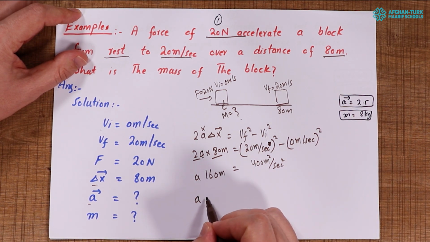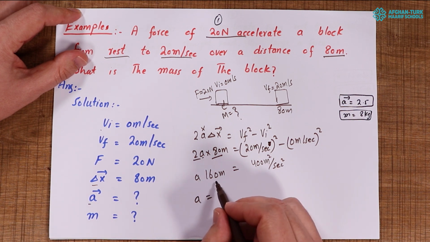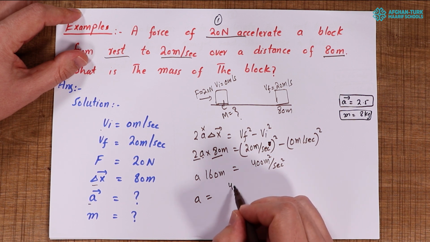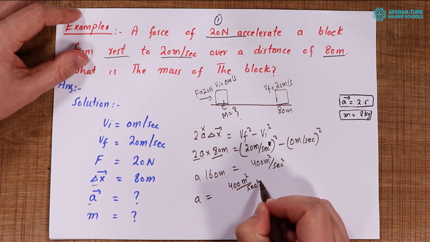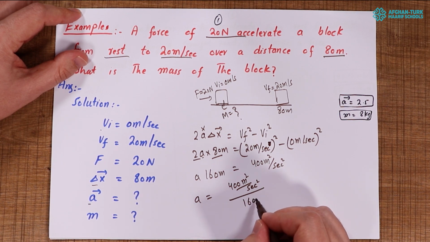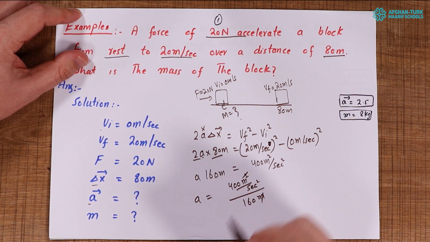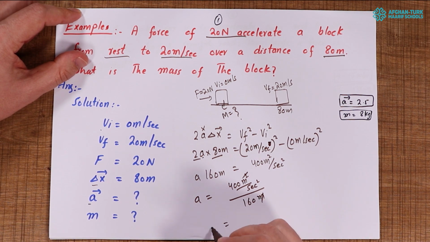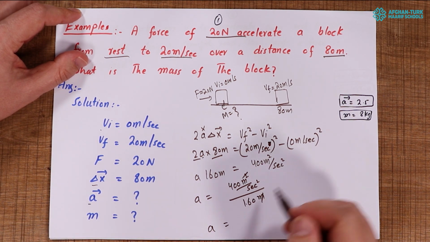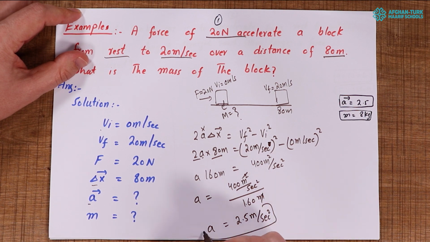Now if I want to find the acceleration, divide both sides by 160. So this will become 400 meter square into second square divided by 160 meter. Meter will be cancelled with the square, and if we divide 400 by 160, now the acceleration is equal to 2.5 meter remaining, divided by second square. So this is the acceleration.